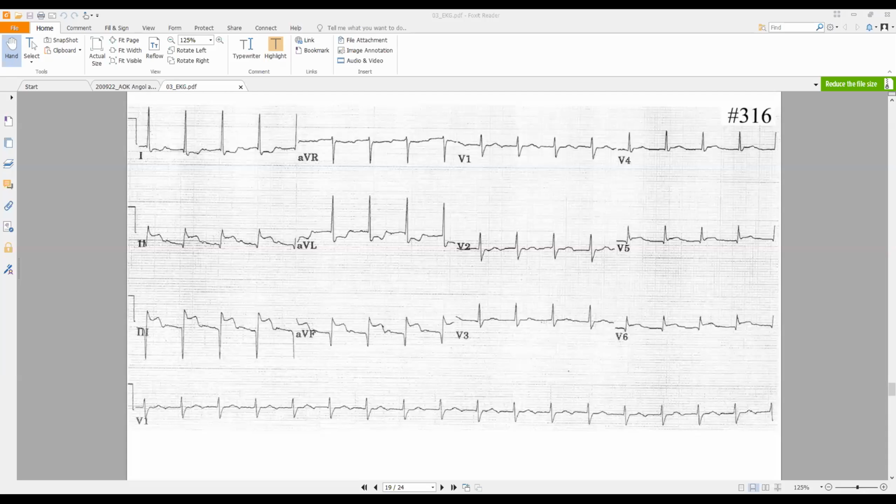Yes. There we go. All right. Well, there's a lot going on here. Let's start first with rhythmicity. It seems rhythmic enough to me.